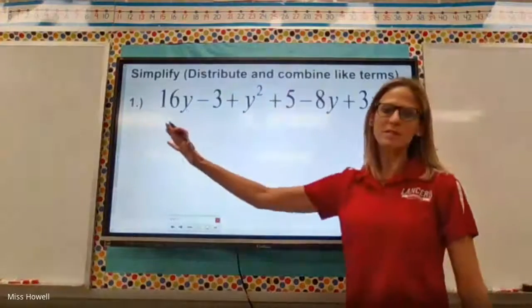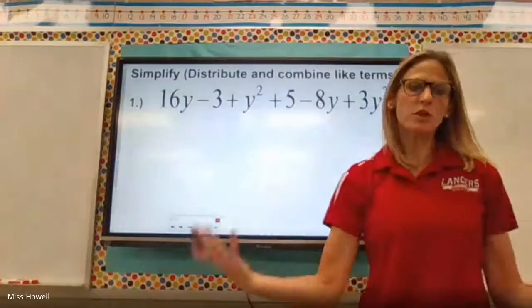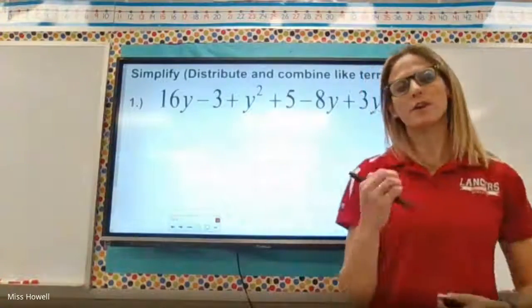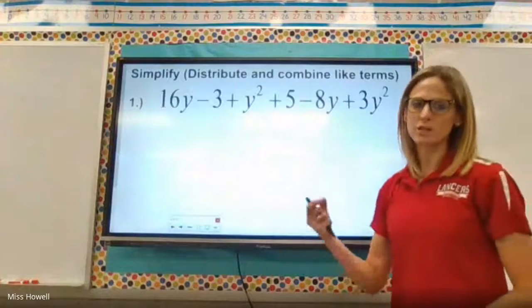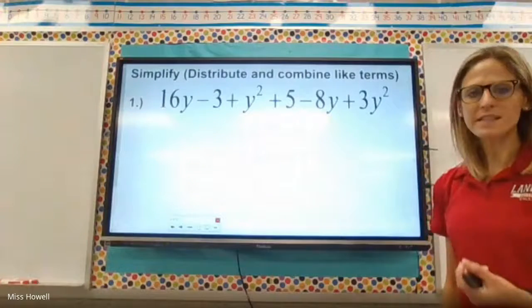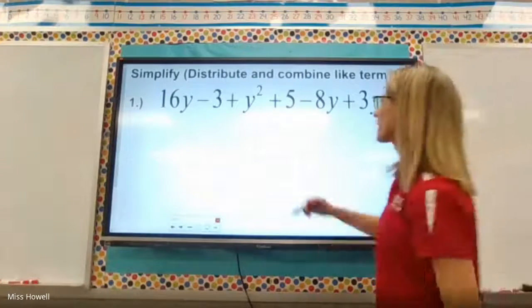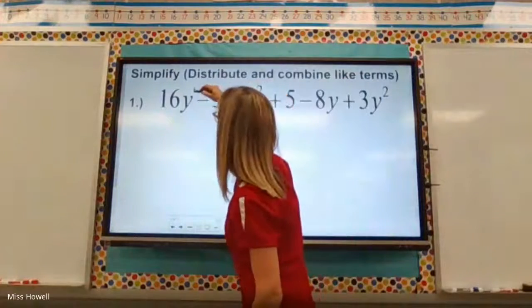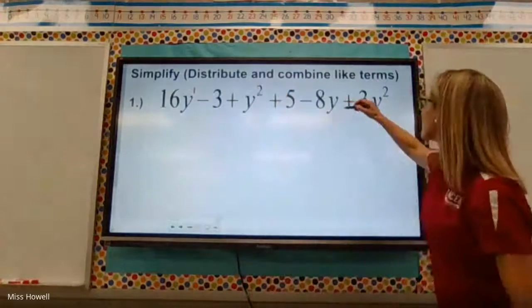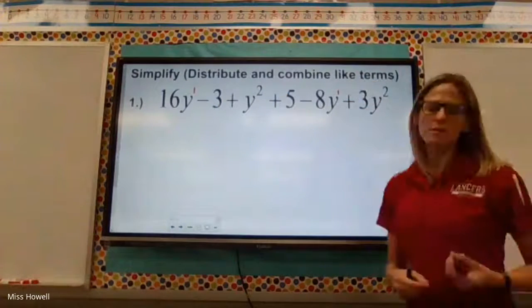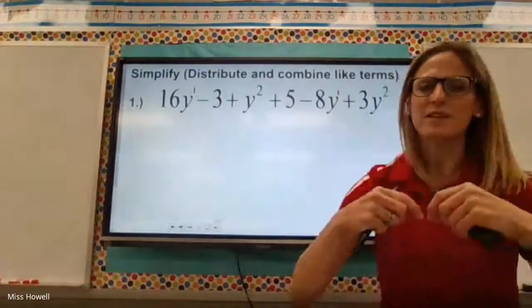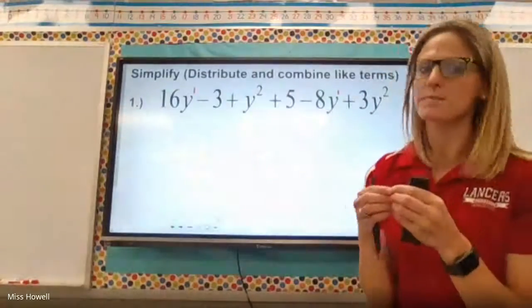This particular problem doesn't have grouping symbols, so there's no need to distribute here, and we can start to look for our groups of like terms. In this case, we have things that have y's to the first. Y by itself is a y to the first, and back here, a y by itself is a y to the first. Remember, the rule is they have to have the same letter to the same power to be able to combine them, so be careful.